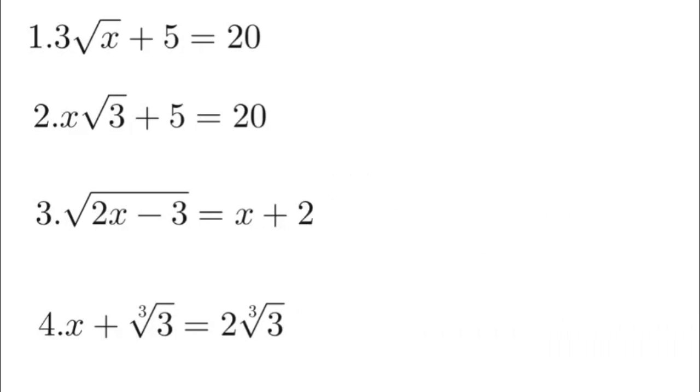So let us have number 1. We have 3 square root of x plus 5 is equal to 20. Again, remember, a radical equation is an equation if the unknown quantity is in the radicand. So for number 1, we have the variable x, the unknown quantity, inside the radical sign. Since our unknown quantity is in the radicand, number 1 is a radical equation. So that is a yes.